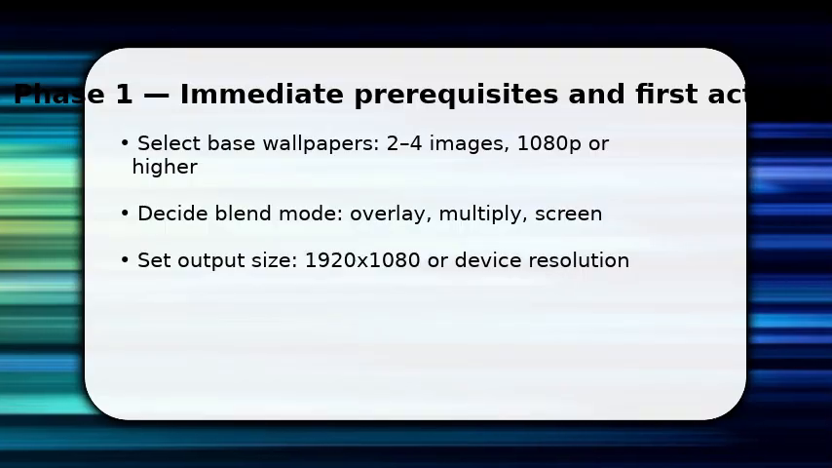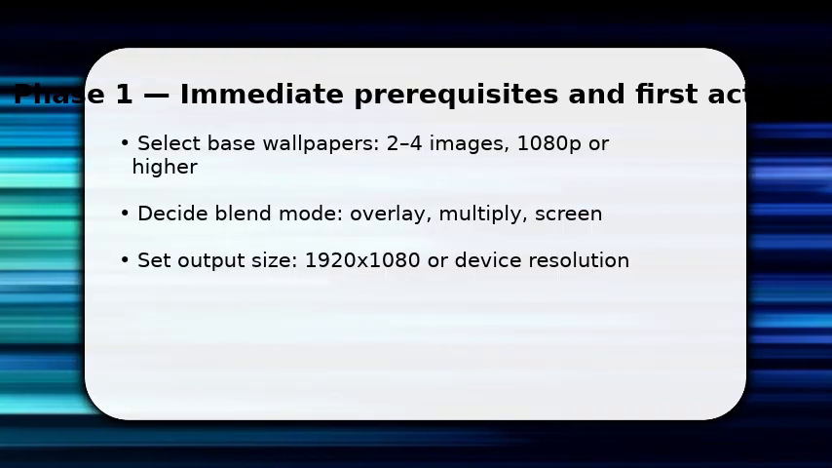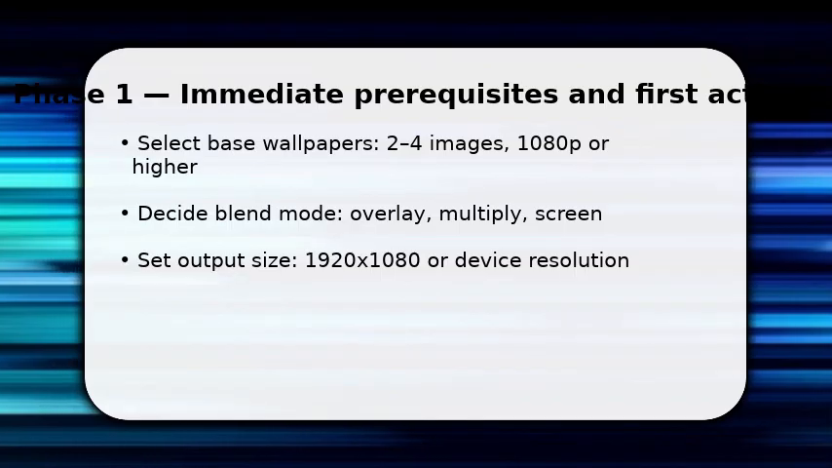You begin by choosing your base images and confirming they match your device resolution, because mismatched sizes cause blur. Once selected, import 2-4 images into the Wallpaper Mix tool and name your project. Then choose an initial blend mode: overlay if you want contrast, screen for lightening, multiply for depth. Make sure to set the output size to your screen resolution.